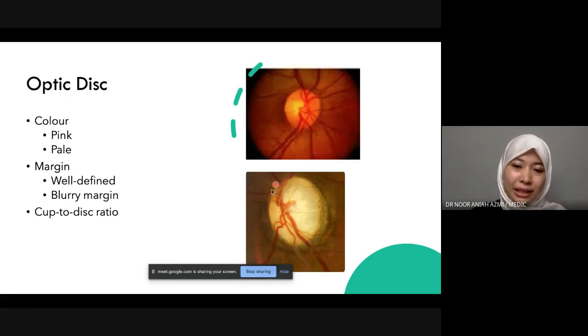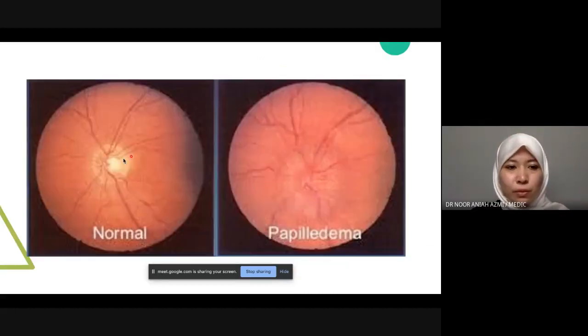But this one, you see the color is a bit pale. All right. And then you see the margin, it has to be well defined. Like this one, you can see the margin very clearly. This one as well. And then this is a large cup to disc ratio. All right. You will learn about this cup to disc ratio more in your glaucoma lecture. Okay. So like this one, you see this is the normal eye, whereas this one is very blurry margin. The patient has papilledema. Okay.